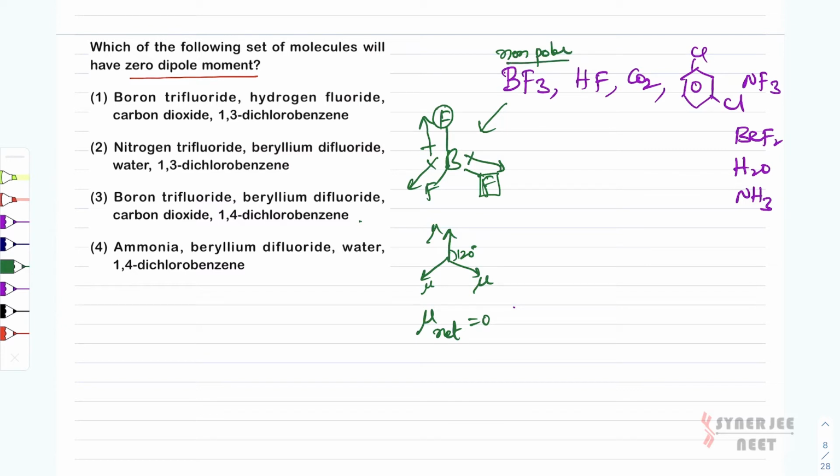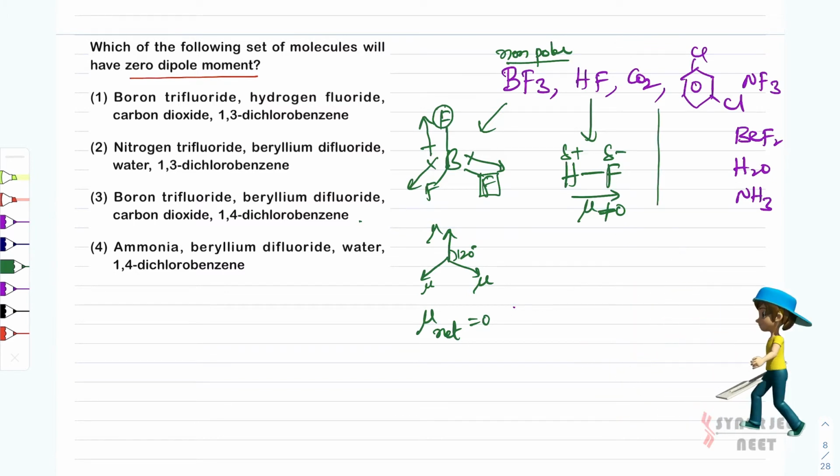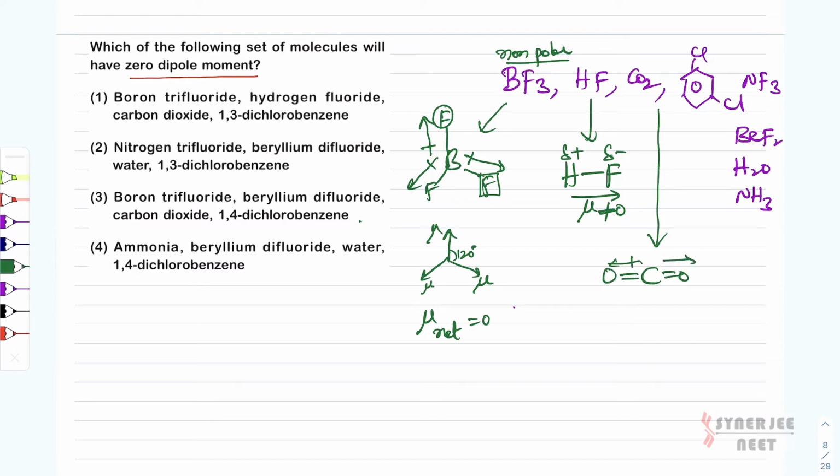And the HF molecule clearly has a dipole moment existing towards the fluorine. So mu is not equal to 0. Fluorine is more electronegative than hydrogen, so polarities will be there and therefore the dipole moment clearly exists. Now carbon dioxide. Carbon dioxide has a structure like this and it has two bonds and the two bonds have dipole moments. But both vectors are equal in magnitude, so they cancel out each other. Net dipole moment comes out to be 0.